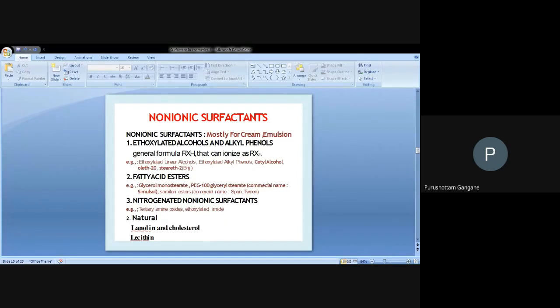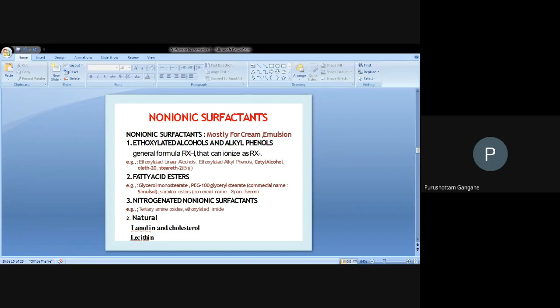Then nitrogenated non-ionic surfactants are also there: tertiary amine oxides, ethoxylated imides. Natural non-ionic surfactants are lanolin and cholesterol. You know that lanolin can be obtained from wool fat. It is also called wool fat. You might have used lanolin in formulations in the first year. It is called wool fat because it is obtained from the wool of the sheep.